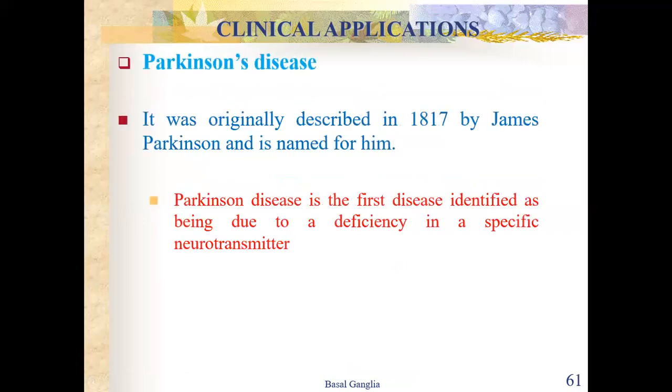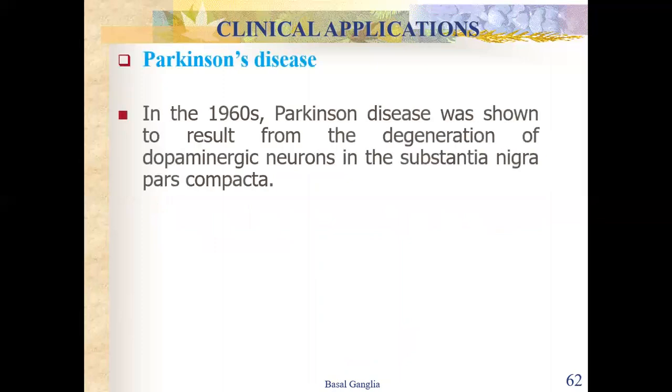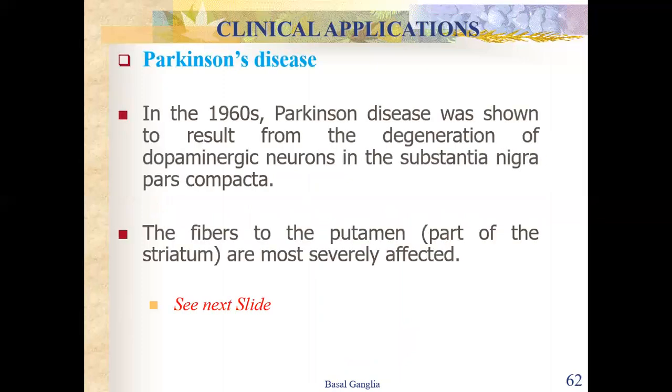So Parkinson's disease was originally described in 1817 by James Parkinson, and that's why it's named after him. It is the first disease identified as being due to a deficiency in a specific neurotransmitter. In the 1960s, Parkinson's disease was shown to result from degeneration of dopaminergic neurons in the substantia nigra pars compacta. The fibers to the putamen, which is part of the striatum, are mostly and severely affected.